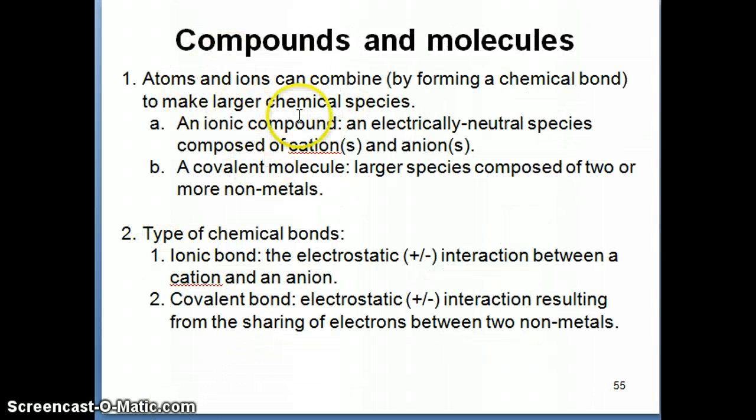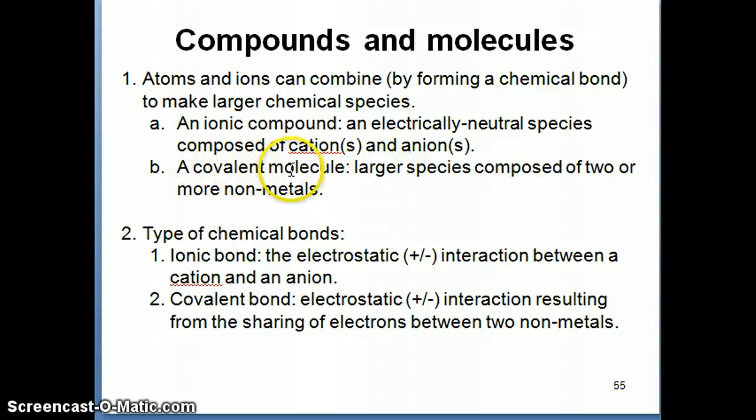So going back to the idea that atoms and ions can make larger chemical species, we give these special names. If it's something formed by an ionic bond, we call it an ionic compound, which is basically defined as an electrically neutral species. So an ionic compound is neutral from a charge perspective, composed of cations and anions. An example is that if the cation is +1, the anion has to be -1 in order to make it electrically neutral.